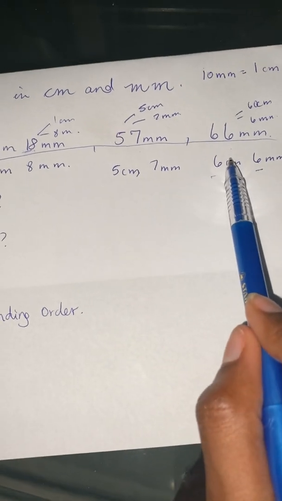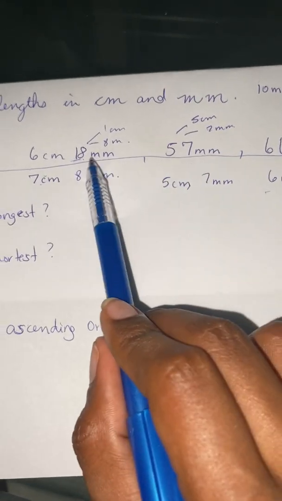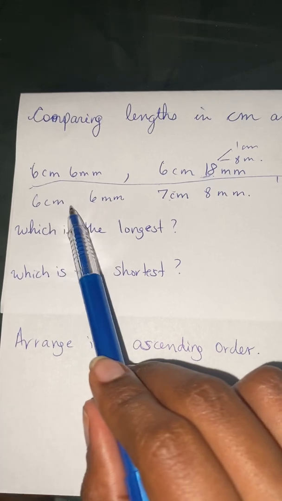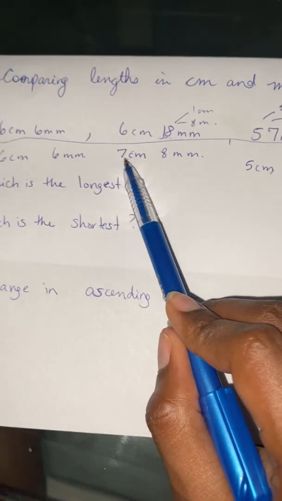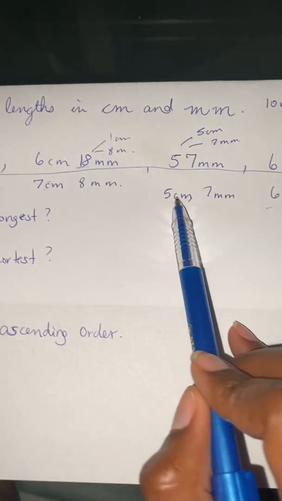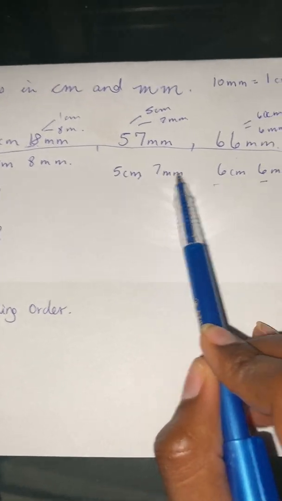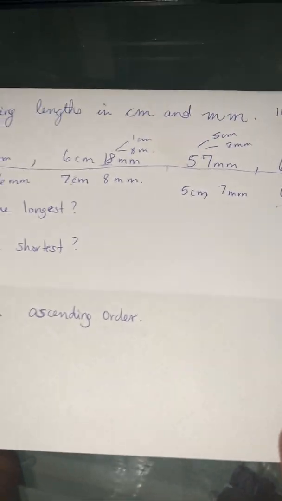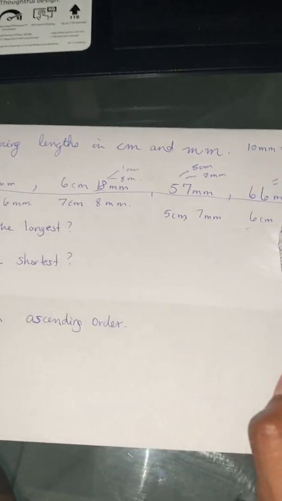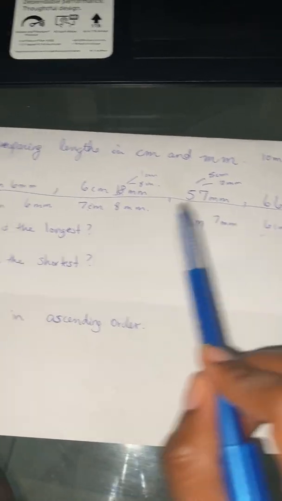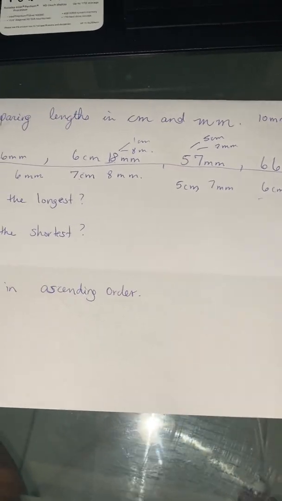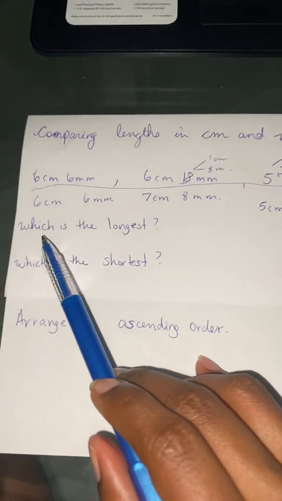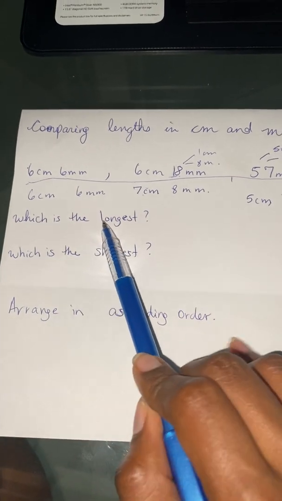We could have done this the opposite way. We could have put all of them into millimeter and then we could compare. So I have 6 centimeter 6 millimeter, 7 centimeter 8 millimeter, 5 centimeter 7 millimeter, 6 centimeter 6 millimeter. Now that I have them converted, I am able to see that this and this is equal. So then my question is asking, which is the longest?